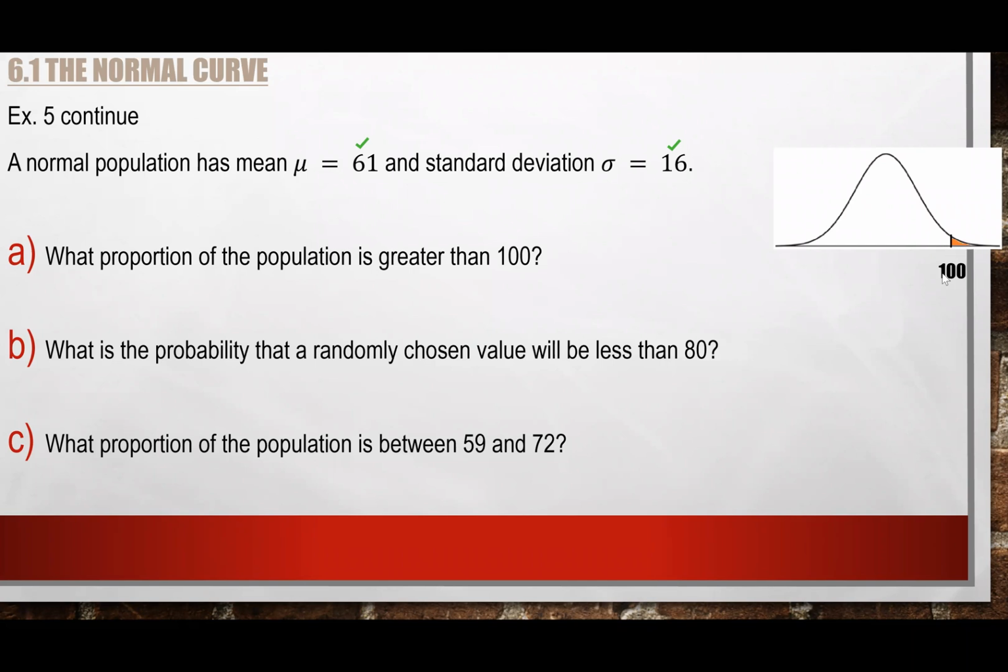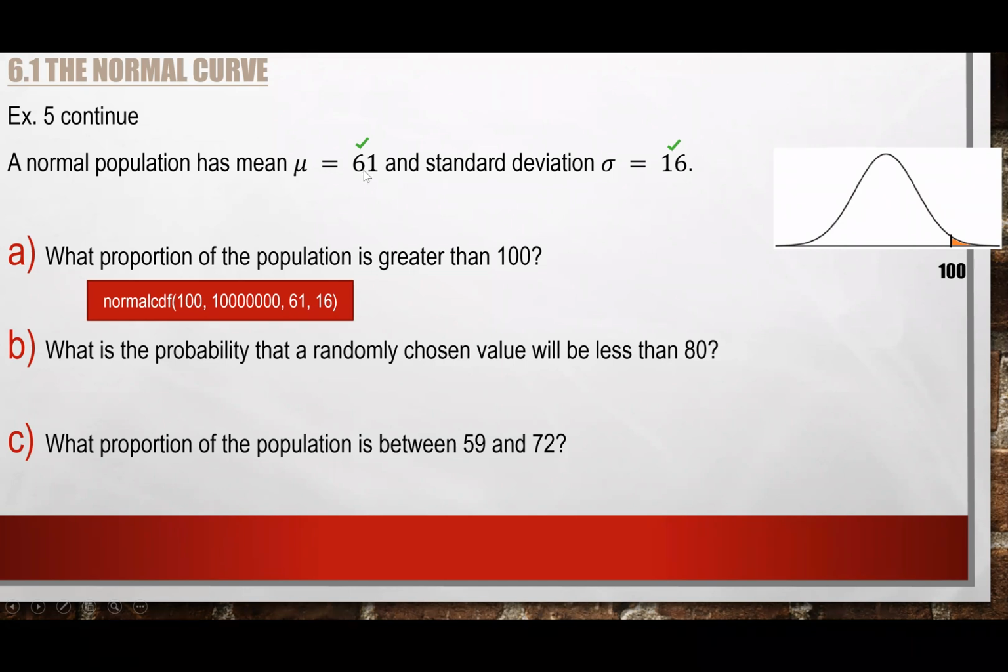So we know that the lower limit will be 100, and the upper limit will be some humongous number, like 1 million. And then my mean, what is my mean? My mean will be 61, and my standard deviation will be 16. So everybody see that those are the 4 items we need. We're looking for a proportion; the probability or the area is the same. Normal CDF, 100 is my lower limit. In this one here, I put 10 million, but it doesn't matter if you put 10 million or a million.